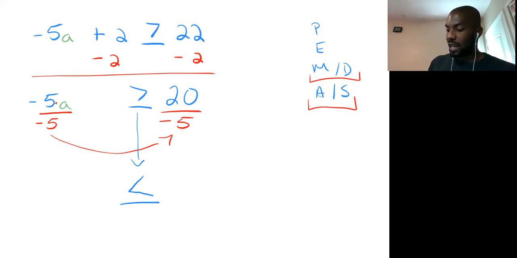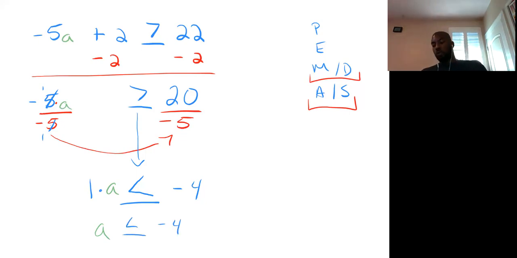20 divided by negative 5 is negative 4. Negative 5 divided by negative 5 is positive 1. 1 times a. All right, 1 times a is just a. A must be less than or equal to negative 4 for this original equation to be true.